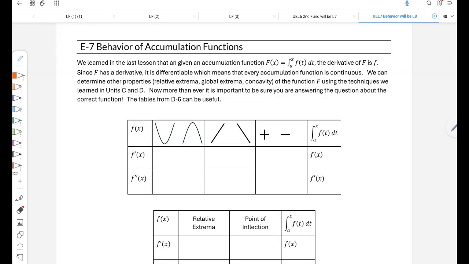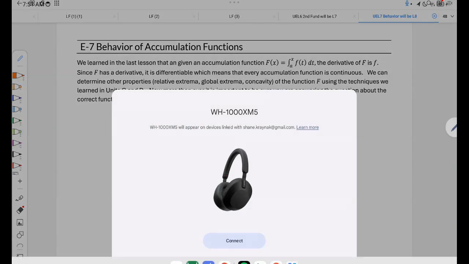All righty. So E-7, behavior of accumulation functions. I want to say there's nothing new here, but there is some new stuff, though it's very related to something we've done in the past because you've seen these tables before. We know that an accumulation function, which is a very specific type of integral, starts with a constant on the bottom and only has an x as its upper limit. And if I haven't made a typo, the integrand says f of t dt instead of f of x dx. But either way, this is what you're looking for: a number at the bottom and an x at the top. We know that the derivative of that big F is just little f.